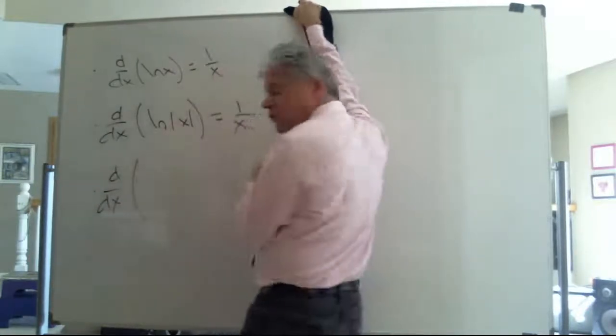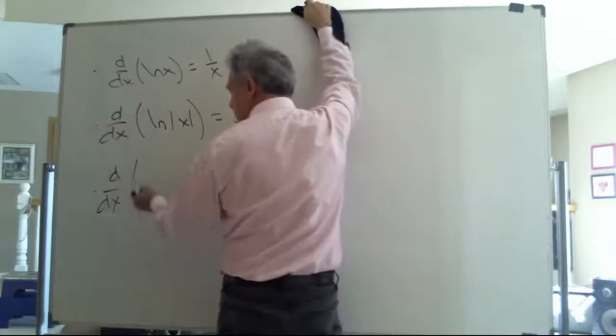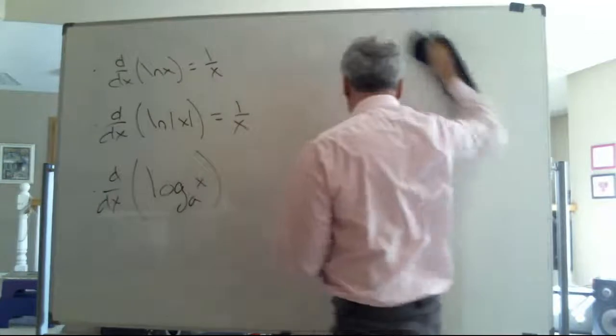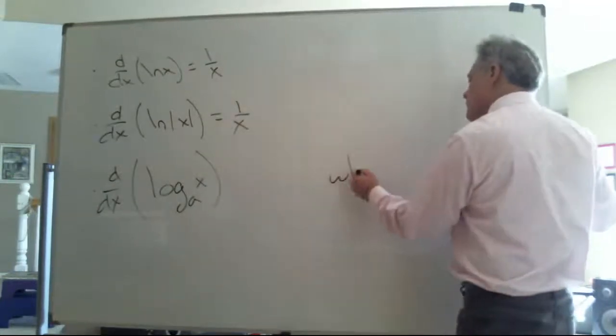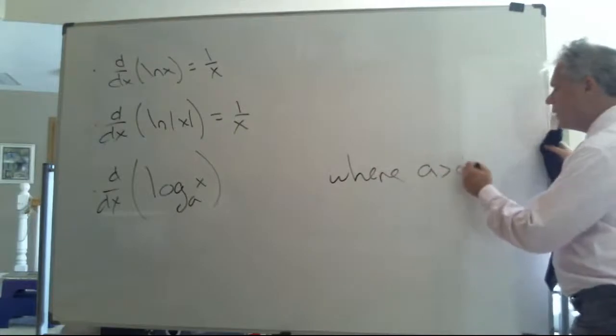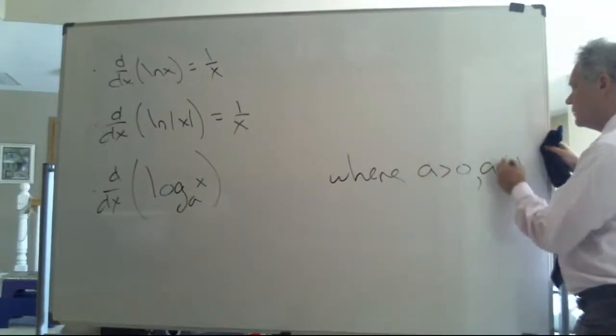I restricted my attention to a logarithm whose base is e. What about a logarithm whose base is not e? Where, of course, I'm sure you understand that a itself is strictly positive and not equal to 1.